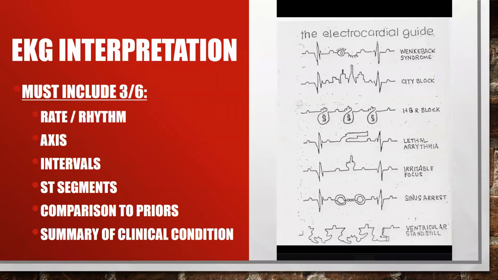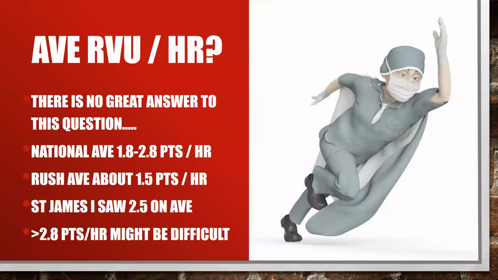All right, so EKG interpretation real quick. So we were talking about this earlier. You need 3 of the 6 of these: the rate, rhythm, axis, intervals, ST segments, comparison to priors, or summary of the clinical condition. And again, you always want to make sure that you document your EKG results, right? Doing the EKG increases your medical complexity. Interpreting the EKG also increases your medical complexity. So it's like a 2-for-1.